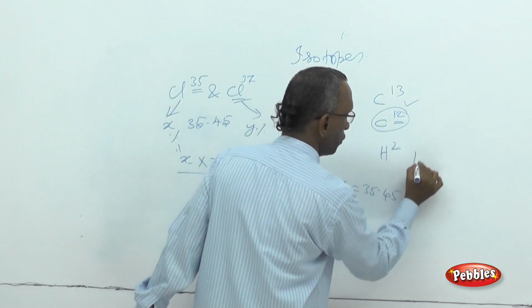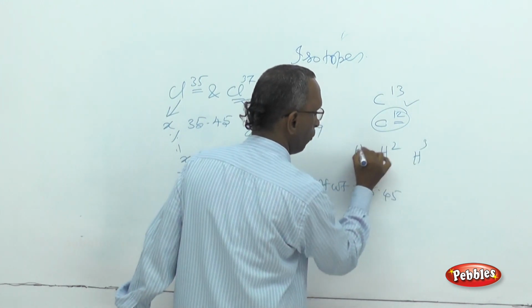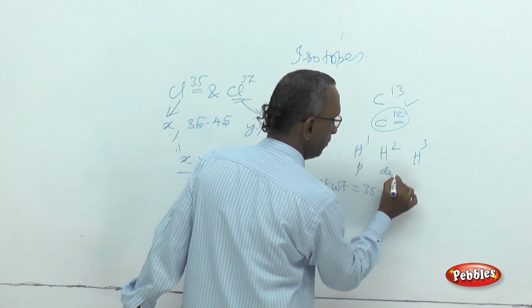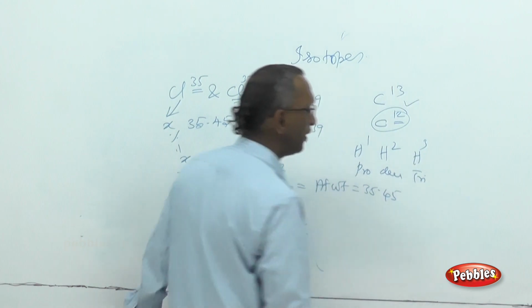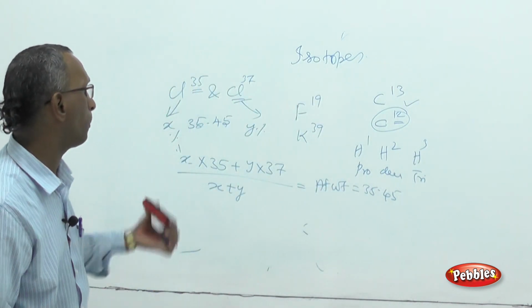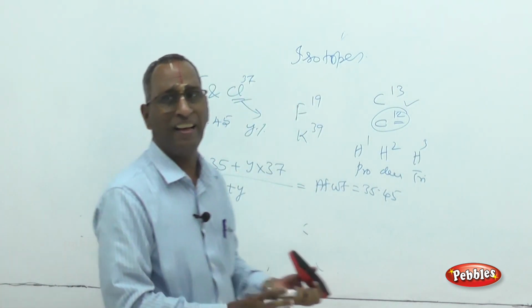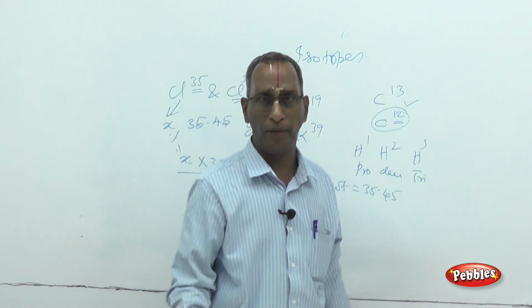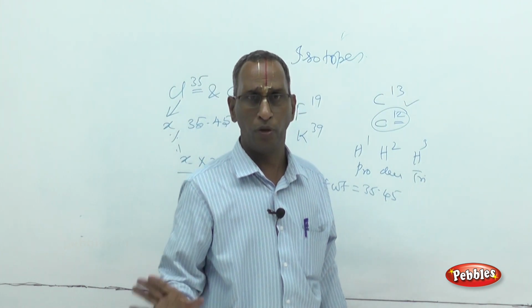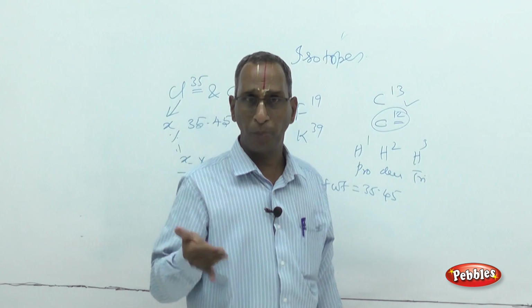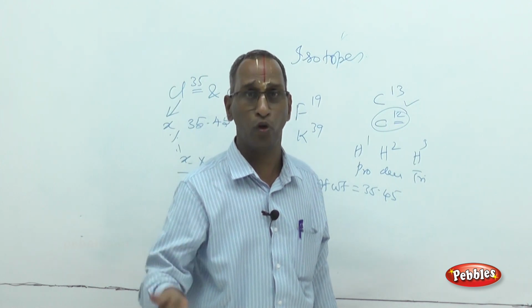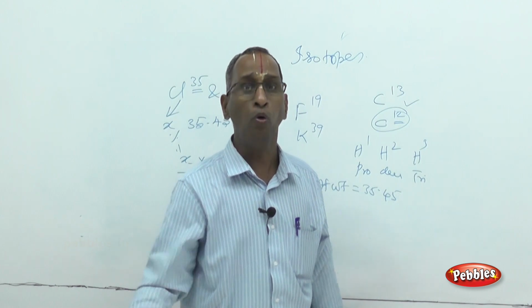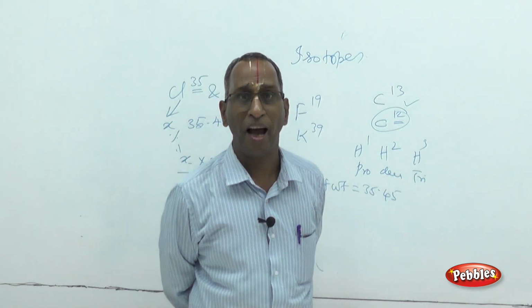H1, H2, H3: protium, deuterium, tritium. So these are the different isotopes. So these are the concepts: the presence of isotopes is the reason for the atomic weight, that is to be noted. So this is with respect to the different species with the same number of different parameters designated as isotopes, isobars, etc. Now we will see the atomic arrangement.